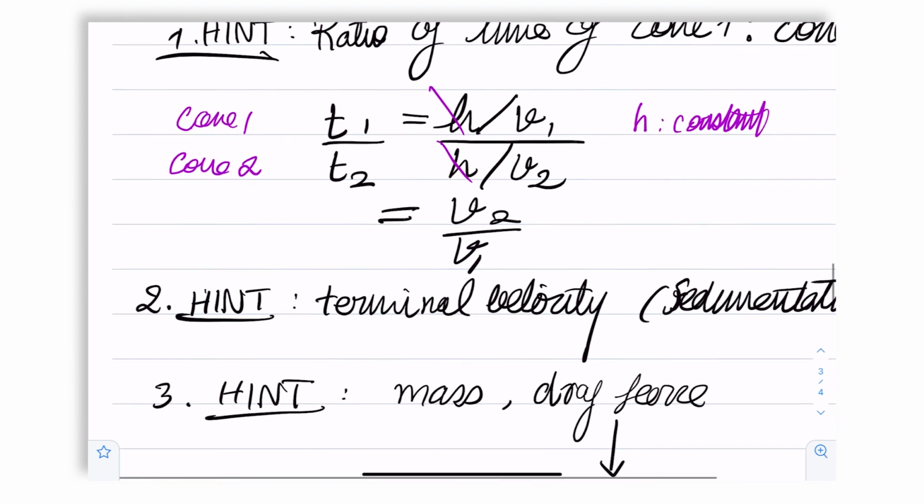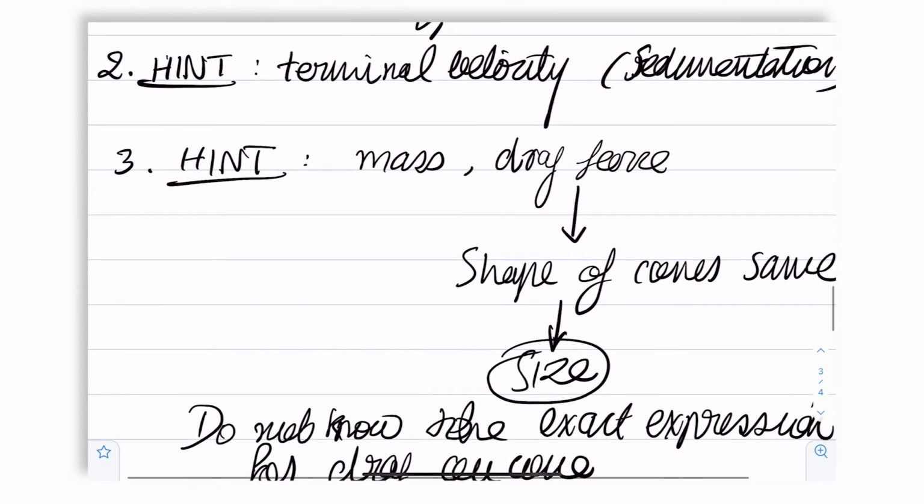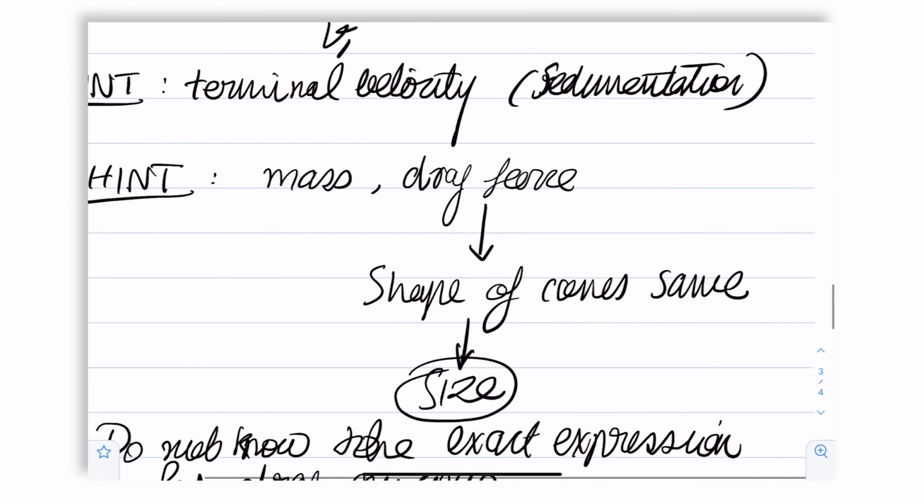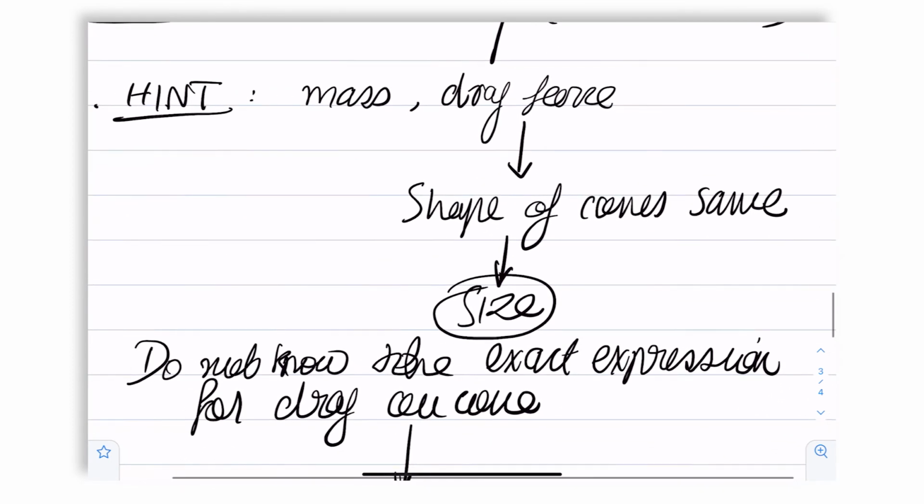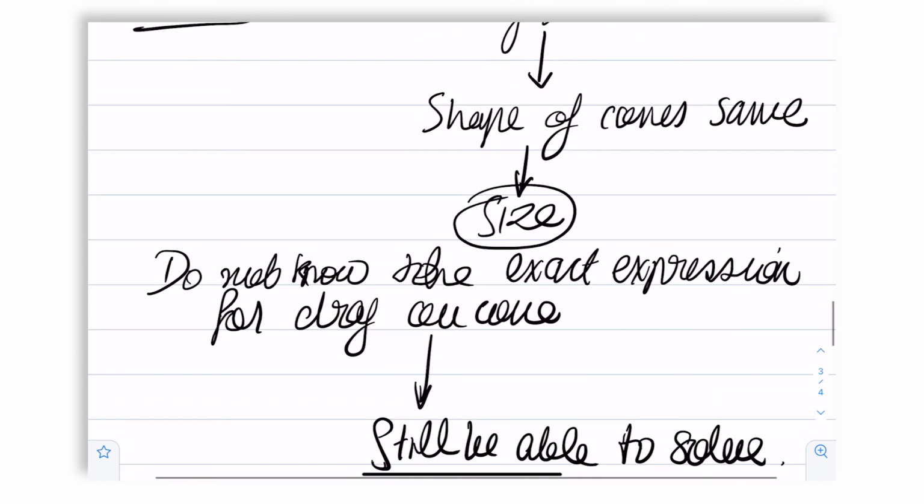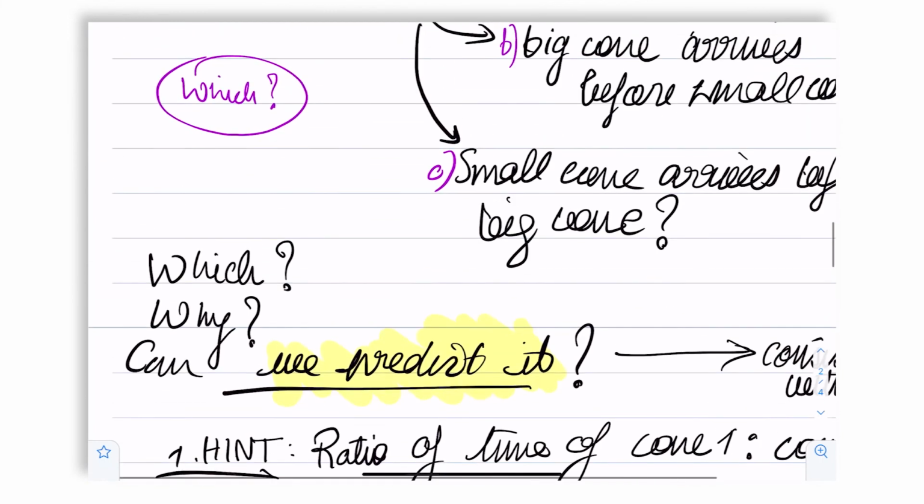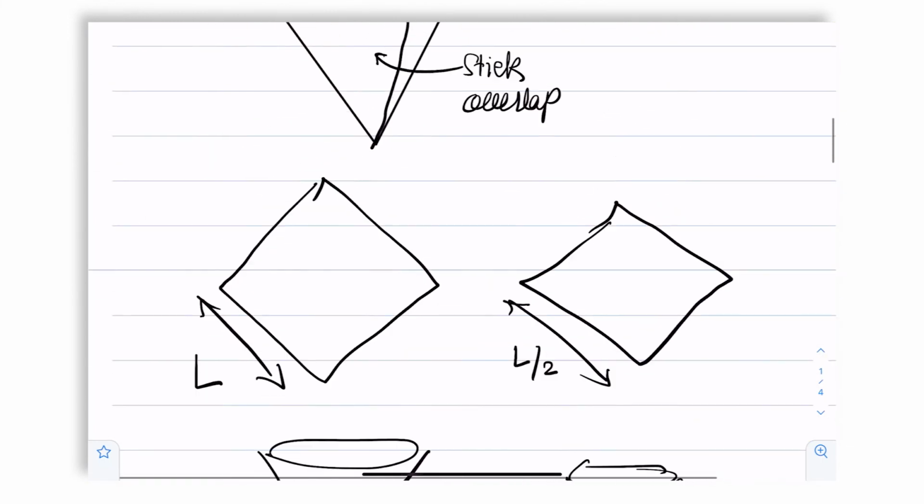The last part is that we want to consider mass and drag force in this entire arithmetic, because the shape of the cone remains the same, only the size changes. We do not know the exact expression for drag on the cone, but we can cancel out terms. So these are the 3 hints that I want you to keep in mind when you try to solve this problem.